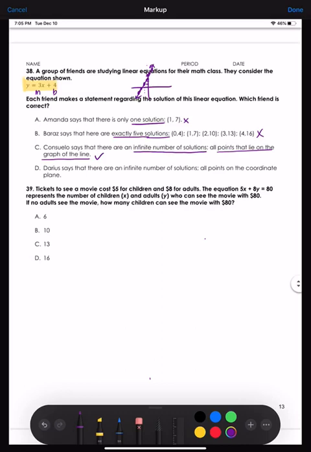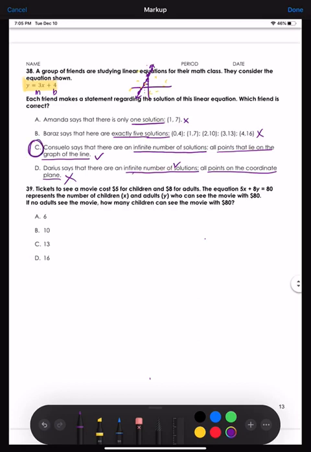But I want to check D. It says Darius says there are an infinite number of solutions, all points on the coordinate plane. This is not true. There are an infinite number of solutions. That's true. But he's saying that any point, anywhere, is a solution, and that's not true. Only points that are on the line, like Consuelo said, are solutions. So C is correct.